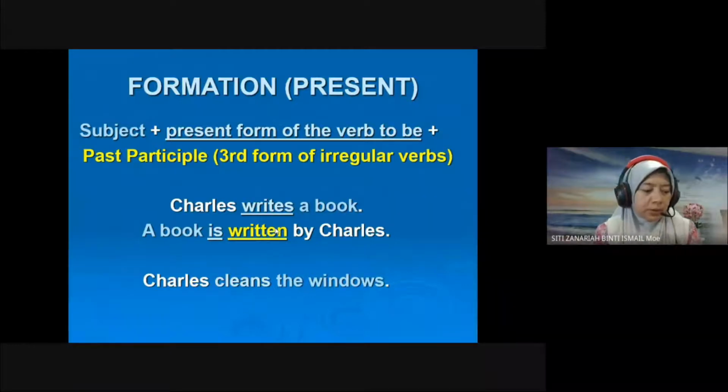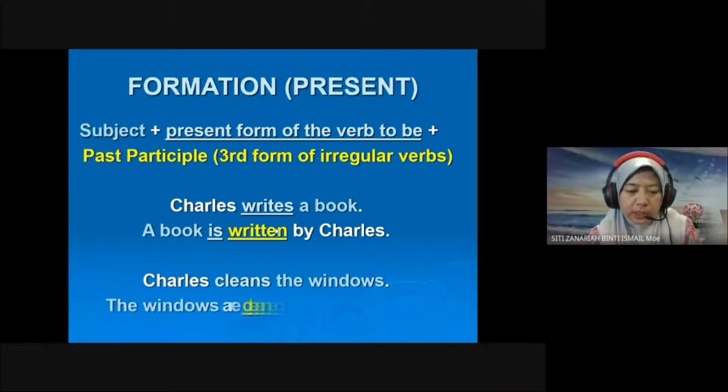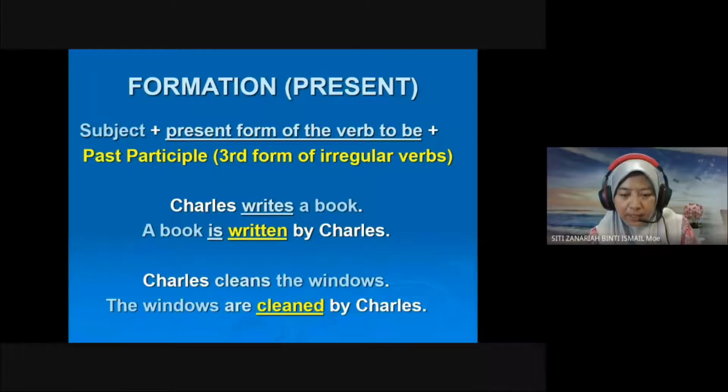Example, sentence number 2, Charles cleans the windows. You can change it to the passive voice and it becomes the windows are cleaned by Charles. Here, cleans and cleaned. Cleaned is the past participle, where it is a regular verb. Okay, for information, for the regular verb, you just add ed. You have to refer back to the notes of past tense form, the formation of past tense form for irregular and regular verbs.